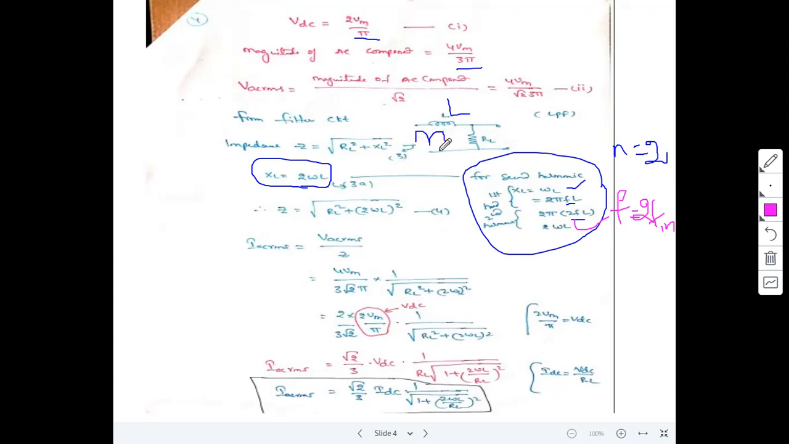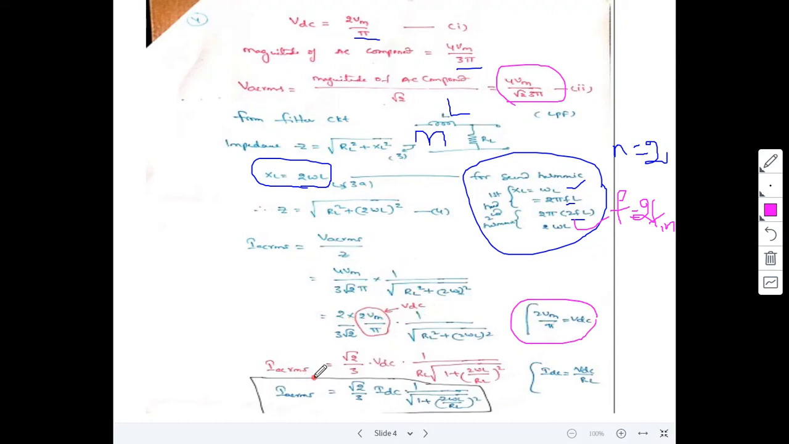Now the total current in the circuit, IAC RMS, is equal to VAC RMS by Z. Already we know VAC RMS is equal to 4 Vm by root 2 times 3 pi. Simplifying, then again converting into a DC term, 4 Vm is 2 into 2 Vm by pi. Now 2 Vm by pi is equal to VDC. That is the DC component in the circuit.